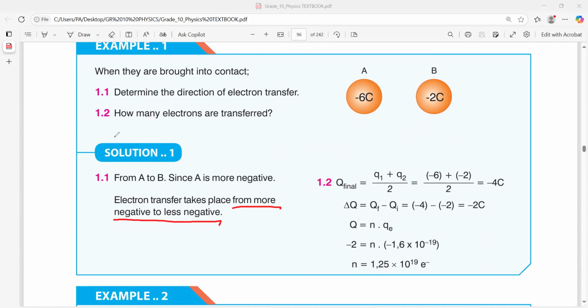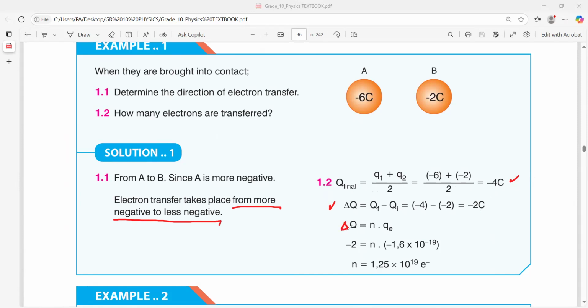All right. Next question, they ask how many electrons are transferred. We should calculate our final charge first. Q1 plus Q2 over 2: negative 6 plus negative 2 over 2, getting negative 4 coulombs. This is your final charge. And then you get the change in charge, delta Q. We calculate Q final minus Q initial: negative 4 minus negative 2, negative making positive, and then you get negative 2 coulombs. This is your delta Q, the change in charge.